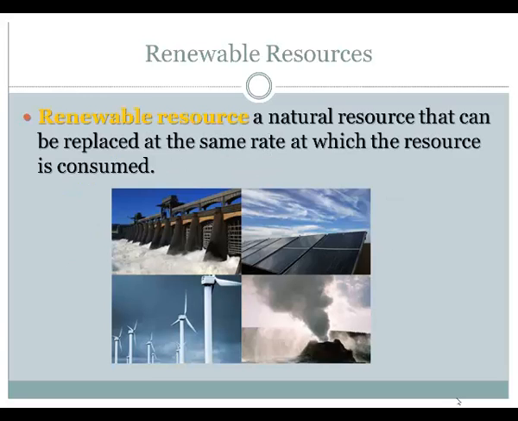So renewable resources. Renewable resources are natural resources that can be replaced at the same rate in which we consume them. Some examples include using solar cells and collecting solar energy. Hydroelectric facilities, so generating electricity by the flow of water. Something that's starting to pop up in our area are wind turbines and harnessing the wind power that is generated through the flow of our atmosphere.